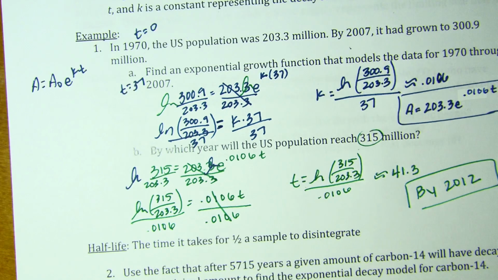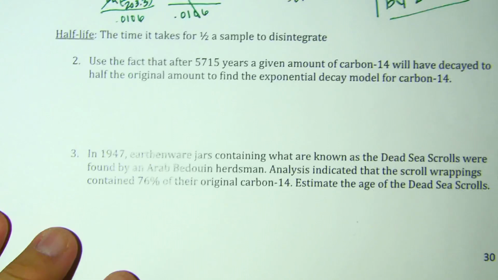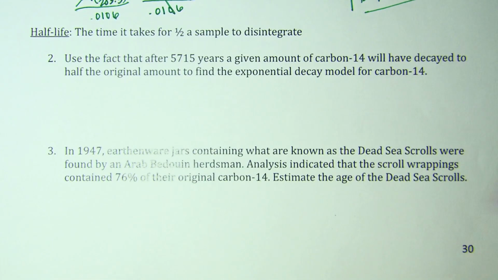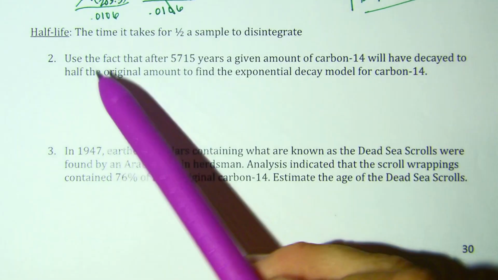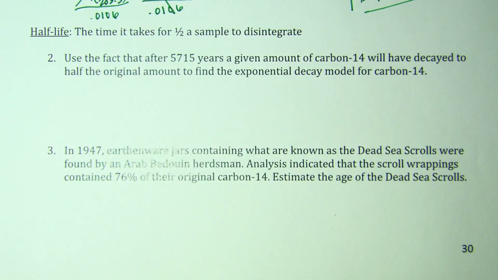So for the next type of question we're going to look at, we're going to be looking at half-life, and this is looking at fossils decaying. Half-life is the amount of time it takes for half of a sample to disintegrate. Half-life is used for a number of things, not just fossils.